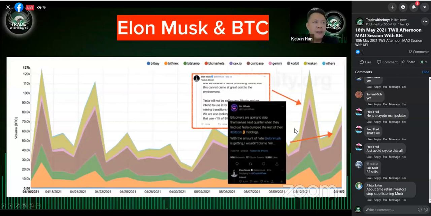So now this is where people are getting very worried and say that maybe Elon Musk's words cannot be trusted. Some of the retailers are saying that they should stop listening to this Elon Musk already. So that is what is happening right now. We won't know whether to trust him or not.